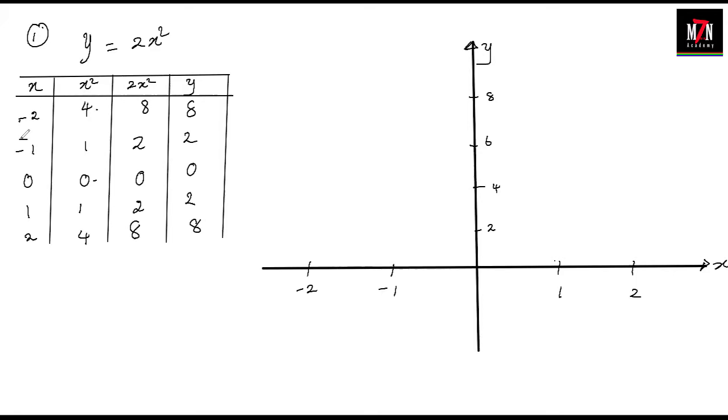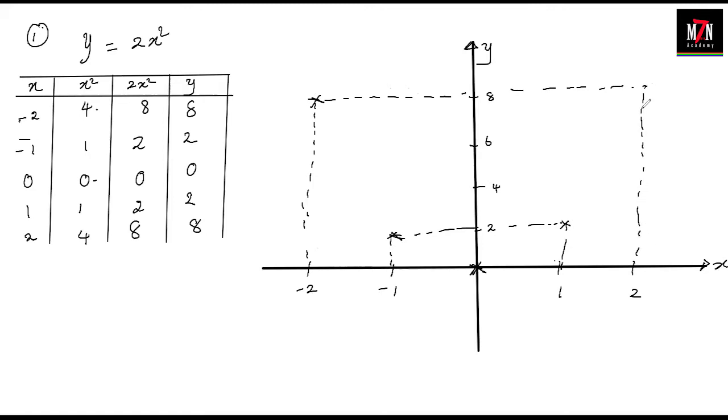So when the x value is -2, the y value is +8. You can go through your graph paper and mark it. And when x is -1, y is +2. When x is 0, y is 0. When x is +1, y is +2. And when x is +2, y is +8. So here you can draw the curve now. You just have to join the points.